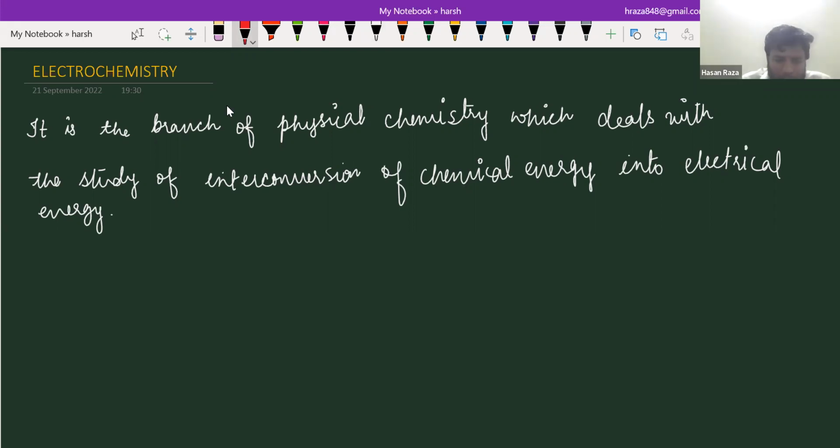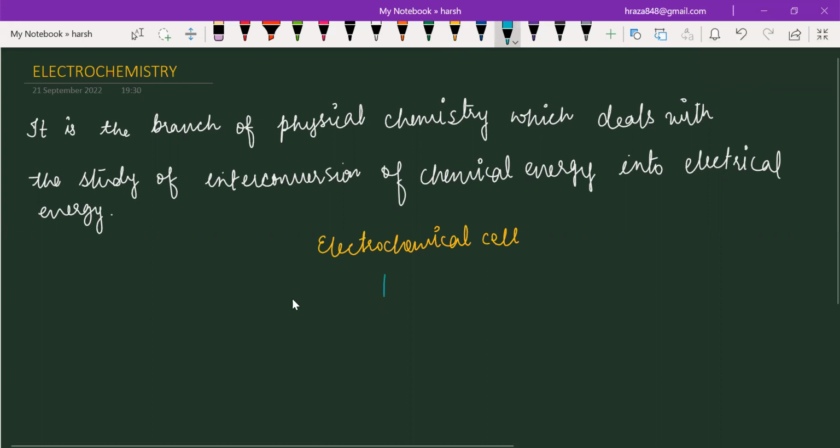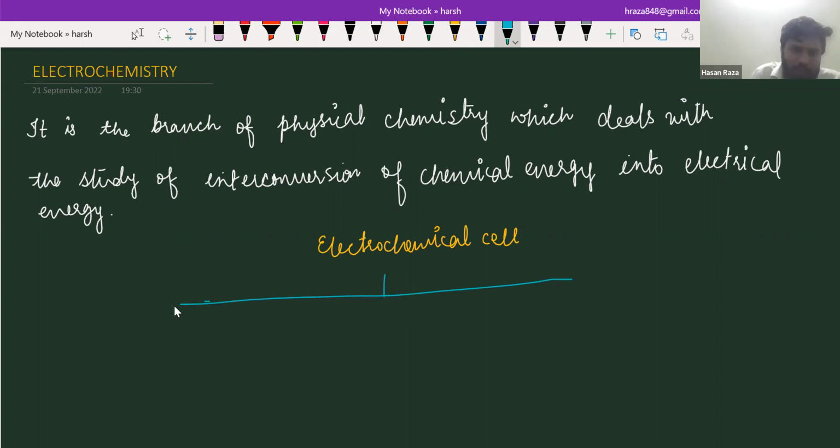One is galvanic or voltaic cell, and another is electrolytic cell. So basically, we have the electrochemical cell, which deals with the conversion of chemical energy into electrical energy, and electrical energy into chemical energy. The electrochemical cell is of two types. The first one we can call galvanic or voltaic cell, and the second one is electrolytic.